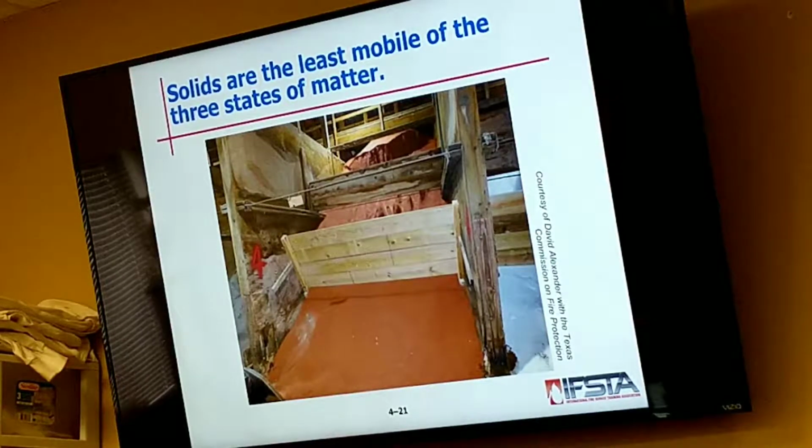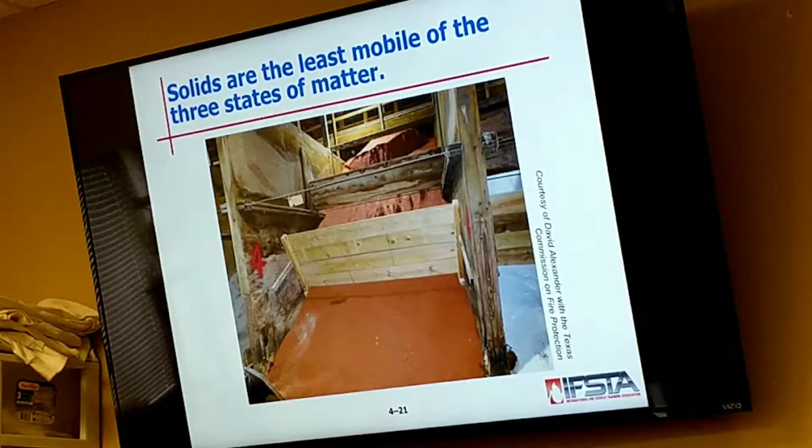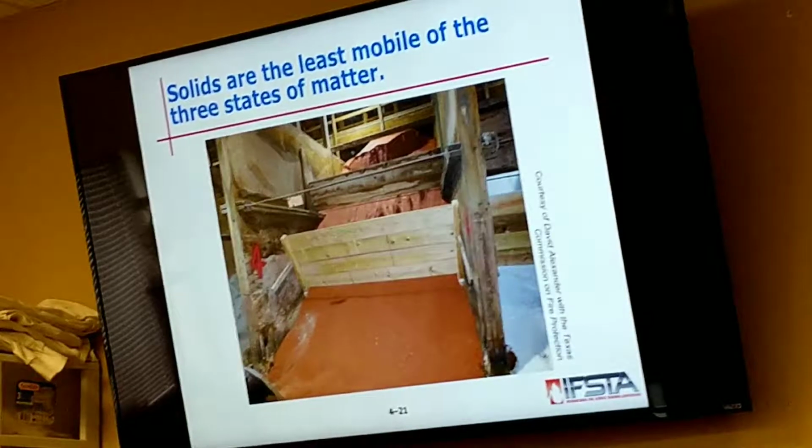Solids are the least mobile of all three states of matter. They typically remain in place unless we have something acting against them, some exterior force. That could be something like wind, water. We talked a little bit about that Thursday, about a fertilizer shack at the elevators. A lot of them don't want water on them, okay? Because that just makes a bigger mess to clean up, a bigger hazardous mess.